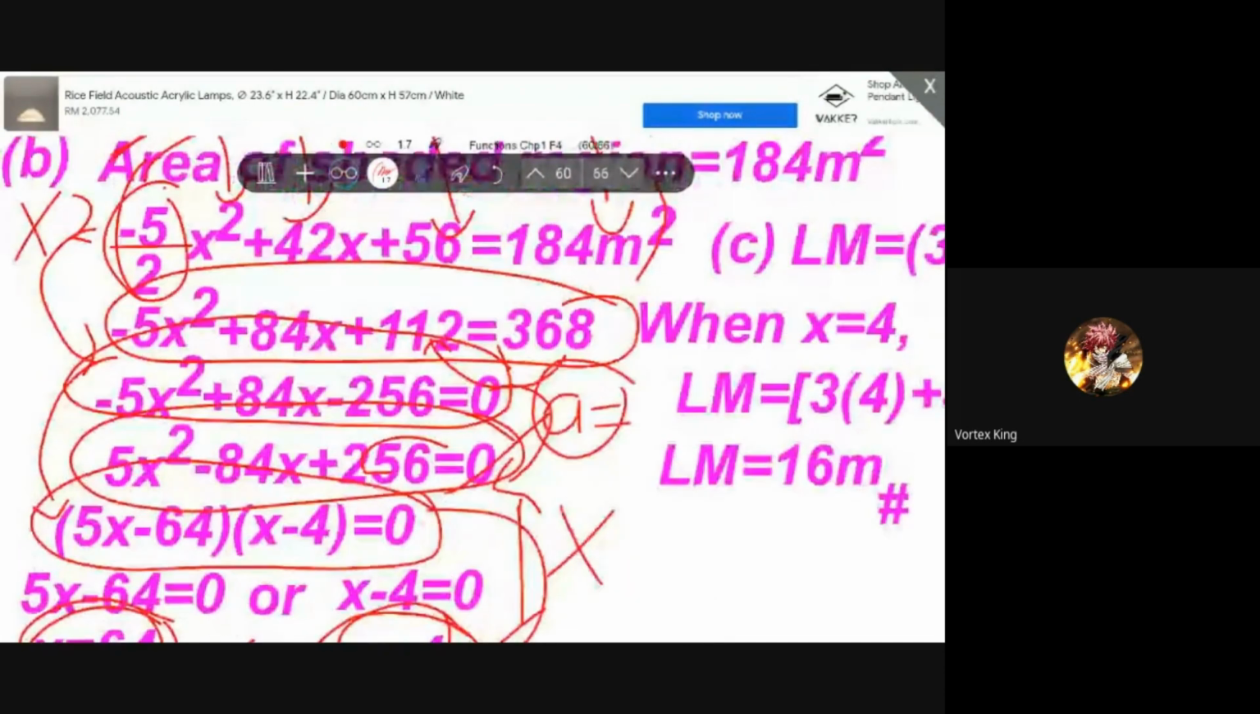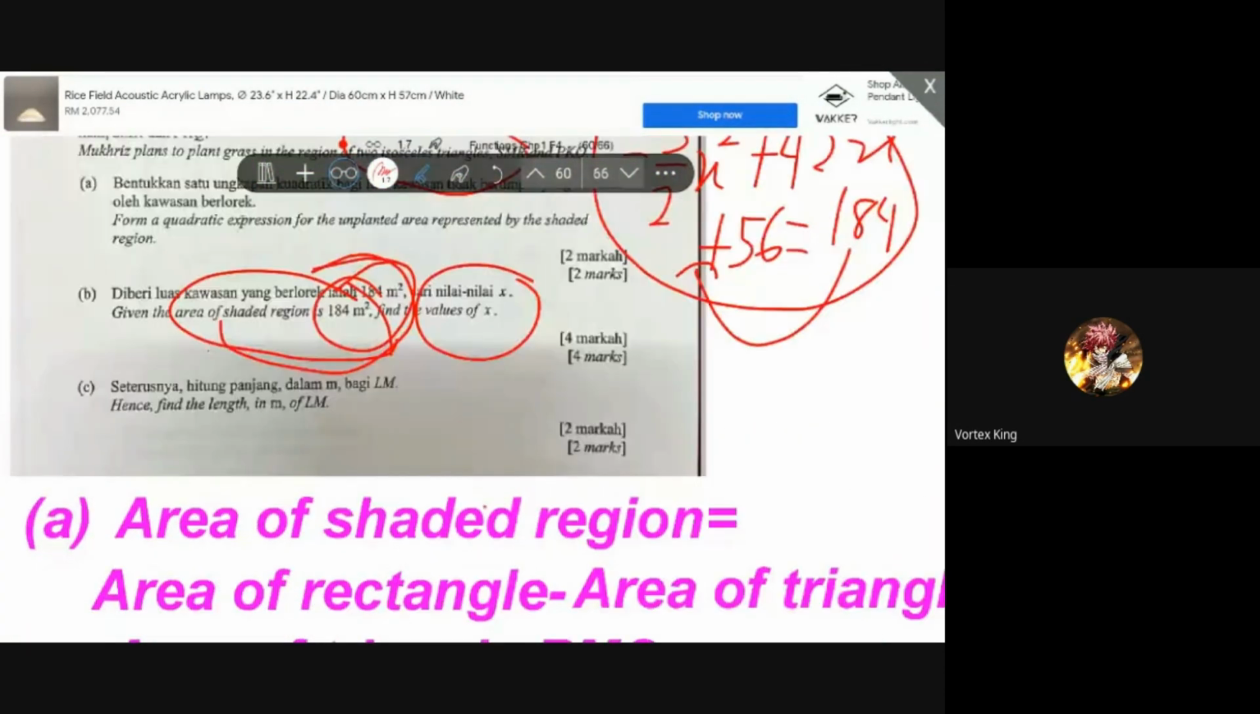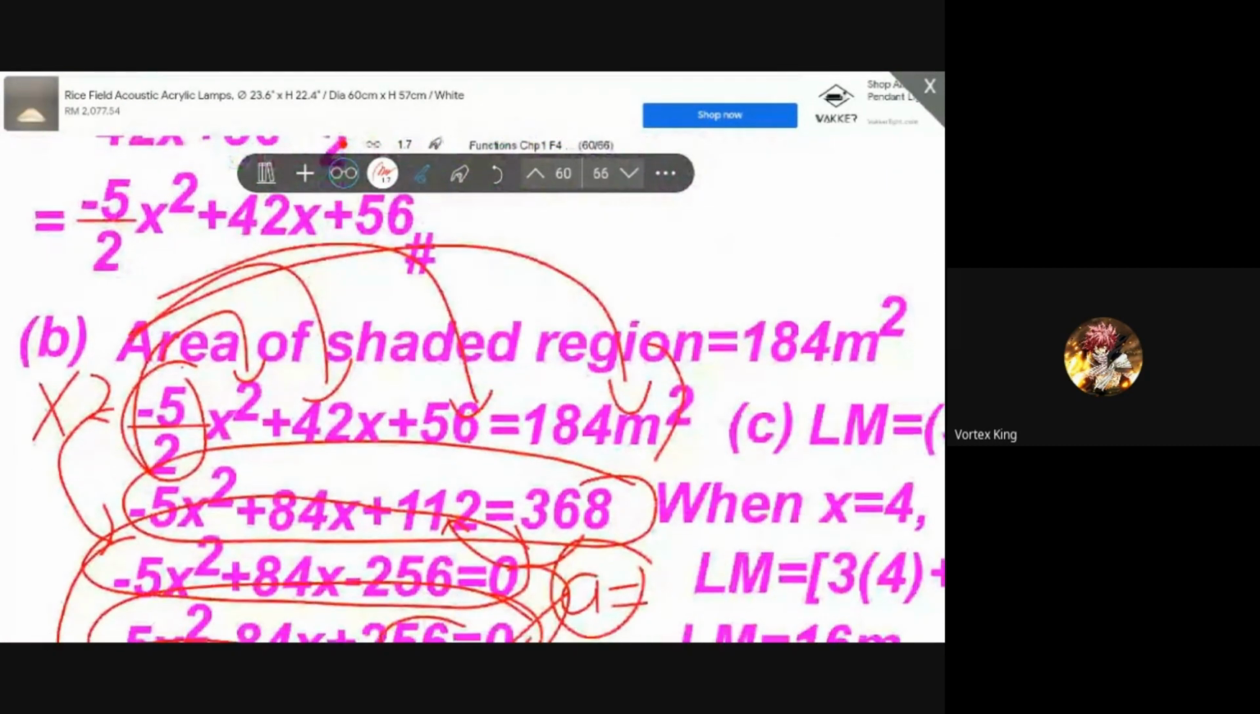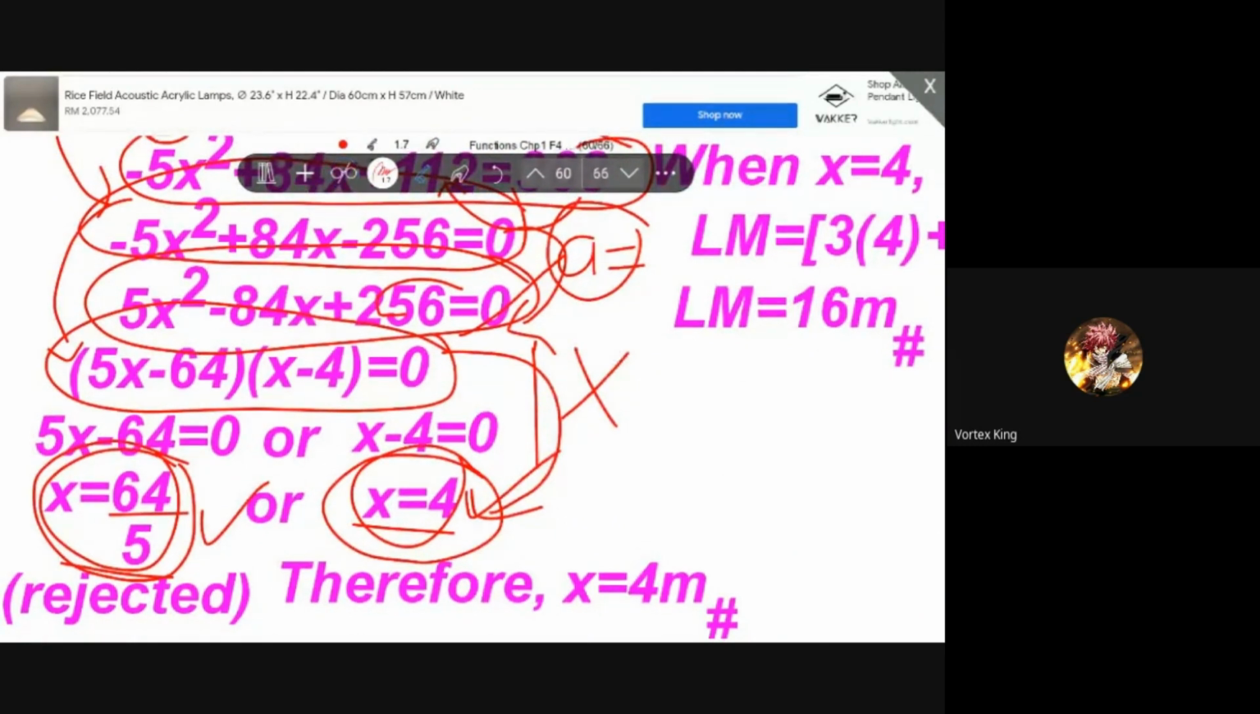Okay, so next, let's go on. Part C now. Hence, find the length of LM. Okay, macam mana nak cari LM sekarang? Ya, betul juga. You can invert between the two. Kamu boleh tukar posisi dia. Kalau macam ni pun boleh. Kalau x minus 4, 5x minus 64 equal 0 pun boleh. Same meaning. Maksud sama. Okay? Masih diterima.